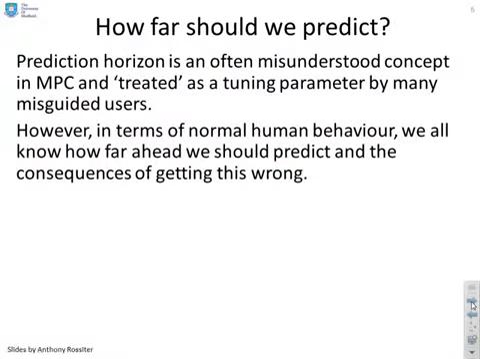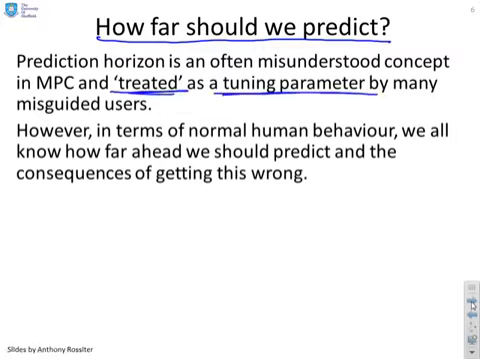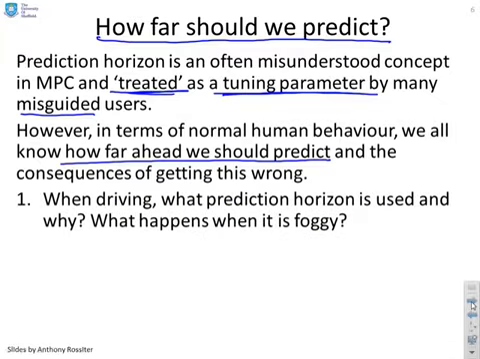Now here's the next question. How far ahead should you predict then? Well, the prediction horizon is an often misunderstood concept in the literature and in predictive control, and by many people it's treated as a tuning parameter, and it's not actually a tuning parameter. If you think it is, then you're generally misguided. In terms of normal human behavior, we all know how far ahead we should predict and the consequences of getting this wrong. So that's all you need to do, is reflect on what humans do, and then you will get the prediction horizon correct. So we have some examples here.